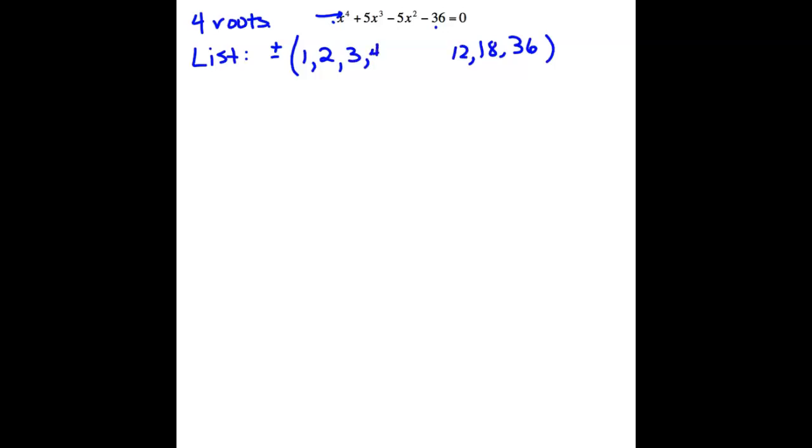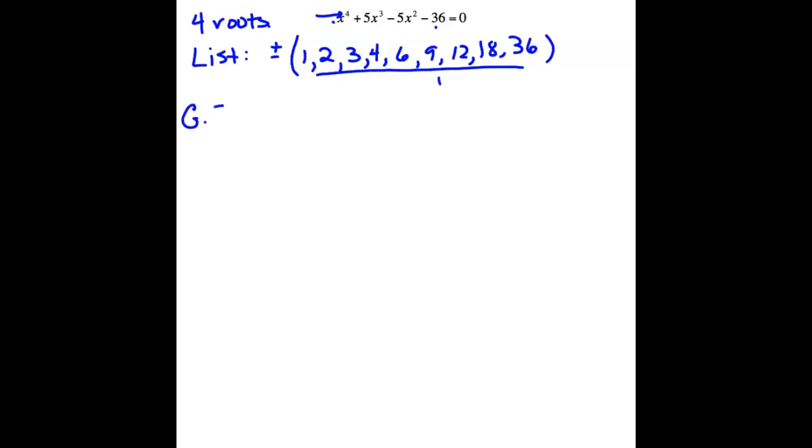All right, let's try one more. This time I want you to notice we're still looking for 4 zeros. Okay, I still want to make my list. I need factors of 36 divided by factors of 1. So factors of 36: 1 and 36, 2 and 18, 3 and 12, 4 and 9, and 6 and 6. Okay, again, all of them are being divided by 1, which doesn't do anything.